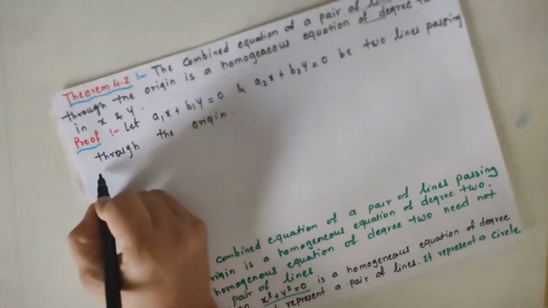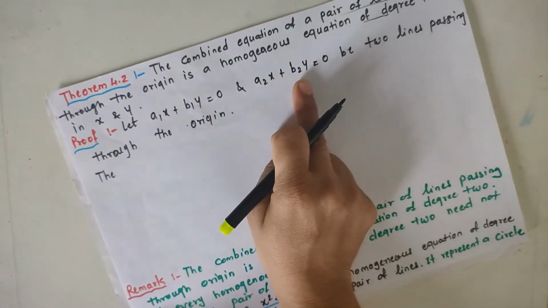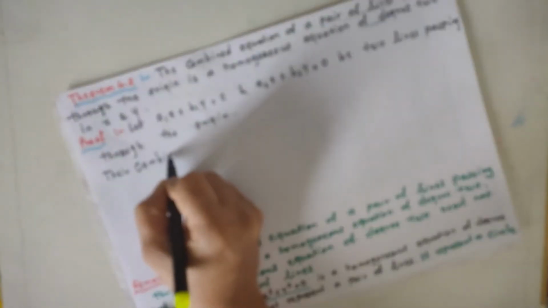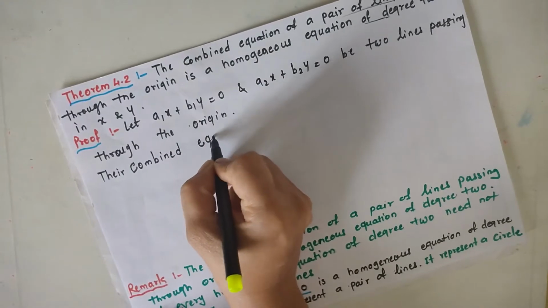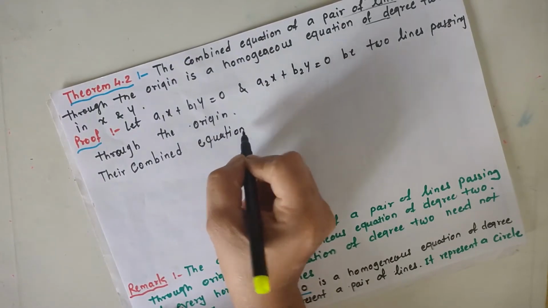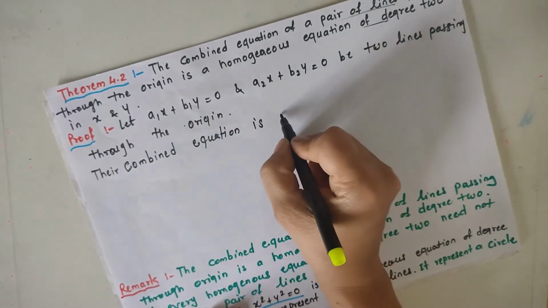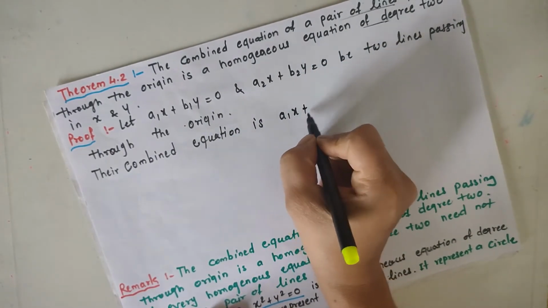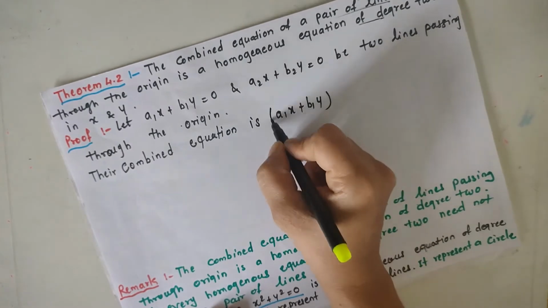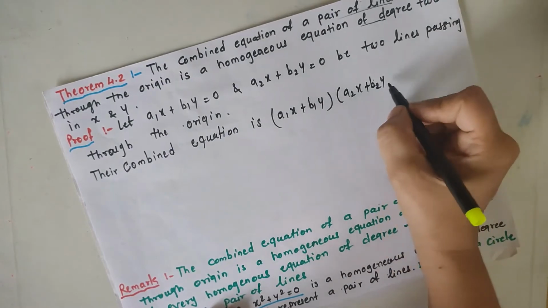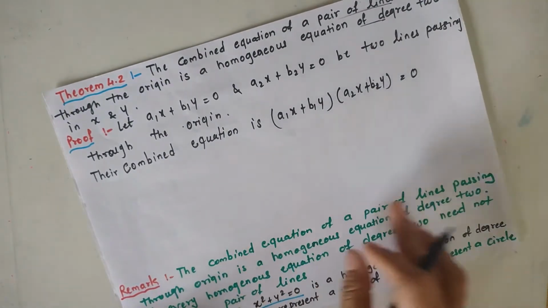Now here we have to find the combined equation of these two lines. So their combined equation is the product of these two equations, a1x plus b1y into a2x plus b2y is equal to 0.